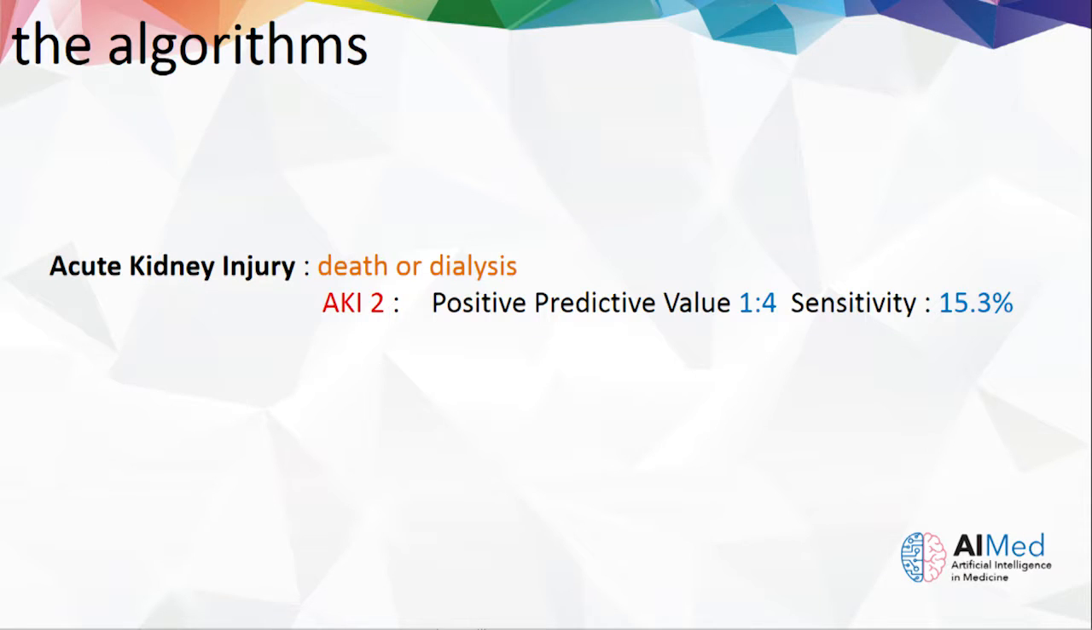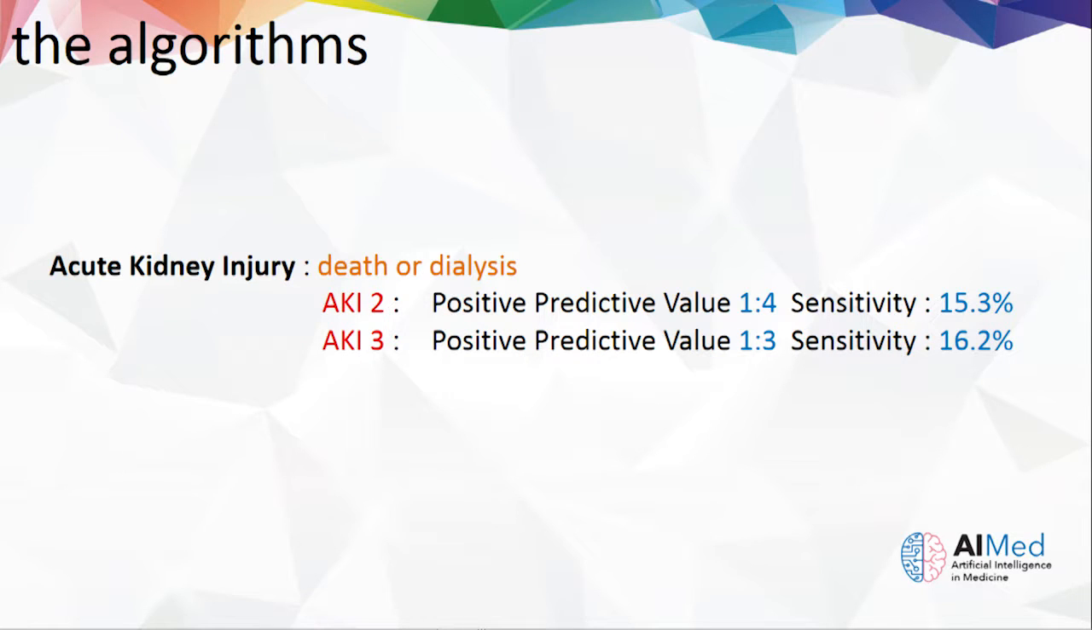If you've got the second worst form, 1 in 4 people who are diagnosed with this will die or get dialyzed in hospital. But only 15 out of those 100 people who die actually get that acute kidney injury too. Acute kidney injury 3, which is the really bad bit of it, is 1 in 3, so only 33%. But again, only 16 out of those 100 people who die or get dialyzed are identified by this algorithm. Is there a better way?